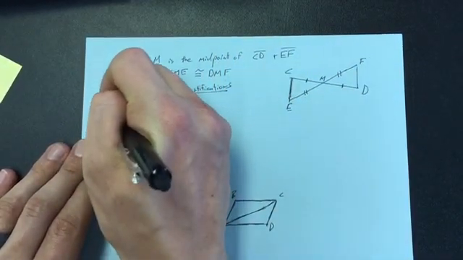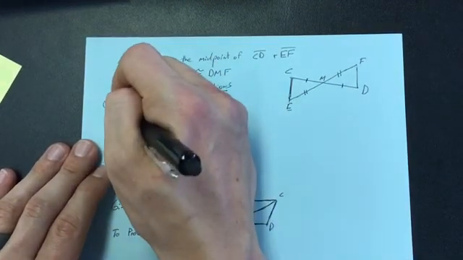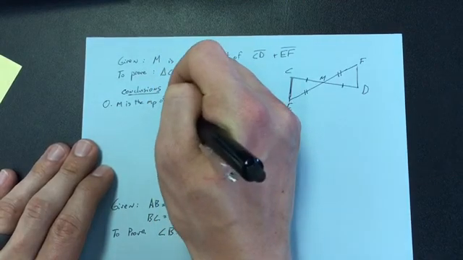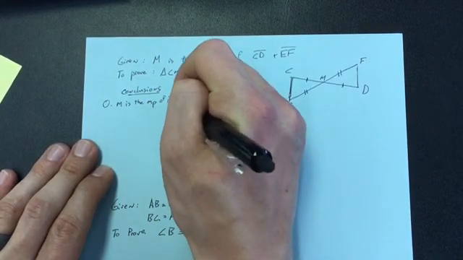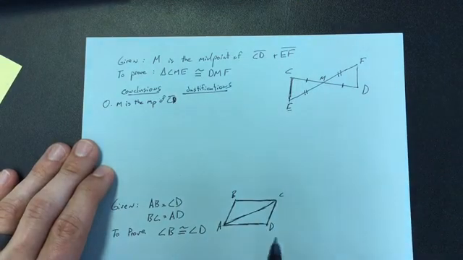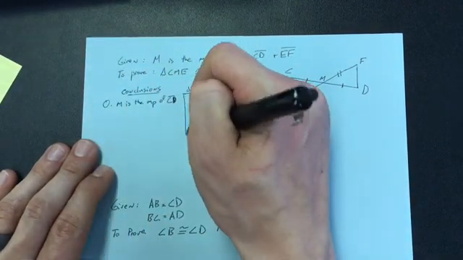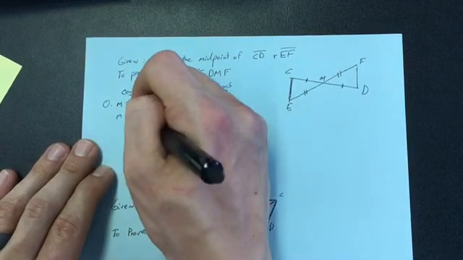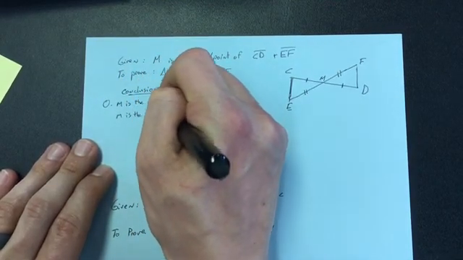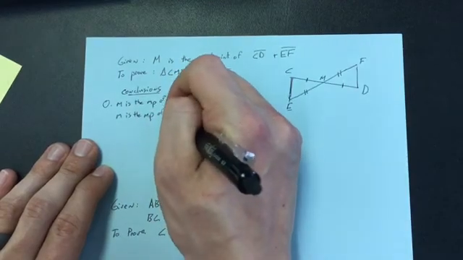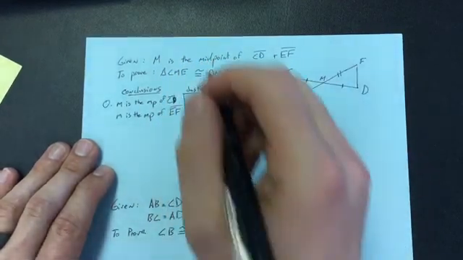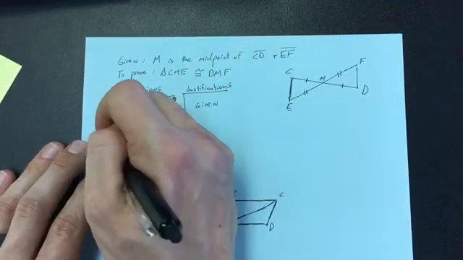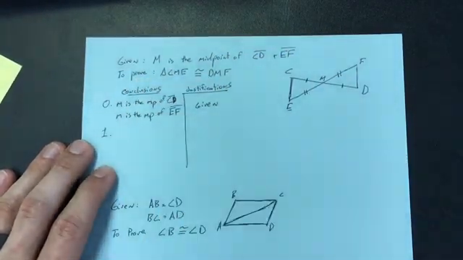Okay, what do we always start with? Our given statements. M is the midpoint of line segment CD. That's a D. D is in dog. And our next one is M is the midpoint of line segment EF. These are given to us. We use the same rationale as before.